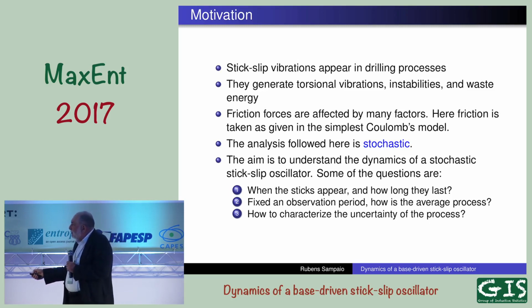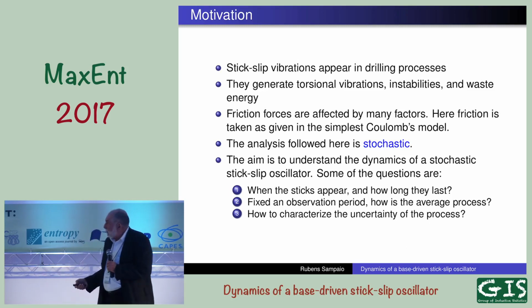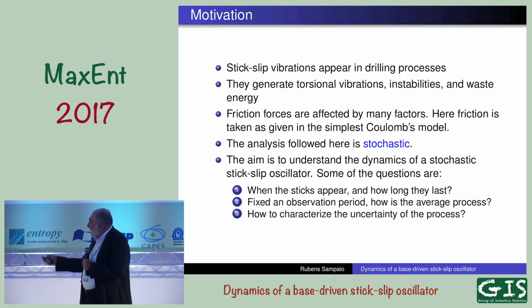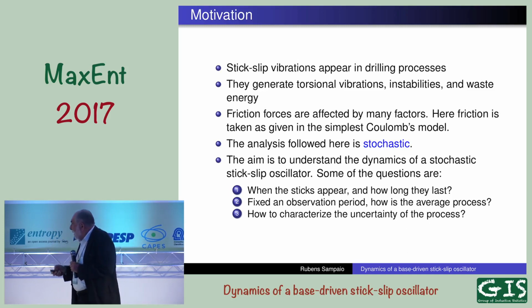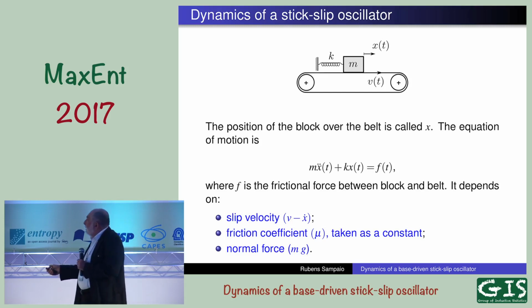Then fix an observation period. How is the average process? Because if I know the average process, I can in some sense hope that I can control the drilling process. And then I want to characterize the uncertainty of the process, and I am going to explain what I mean by this. What I mean by this will be to show how the mean process, how the average process, is affected by dispersion. So that's my equation, that's my model.